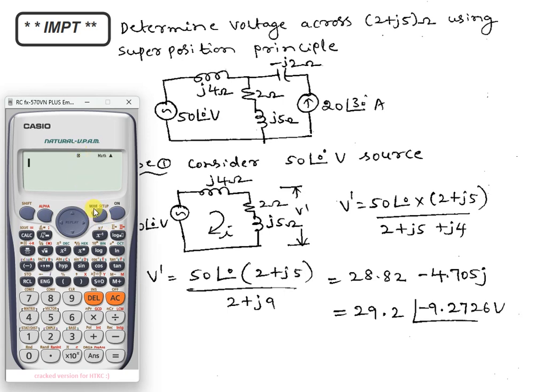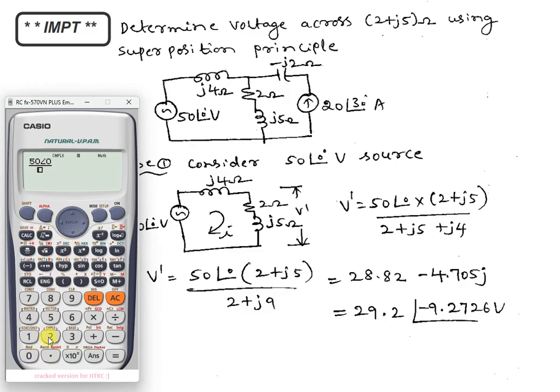Now press mode. Press mode and select complex. The option is 2, so click on 2. Now it will show CMPLX, complex is displaying, and degree D is also displaying. Now I have to perform this 50 angle 0 divided by this. So take this denominator, this fraction. In the above, I want 50, shift this minus symbol, 50 angle 0 degree.